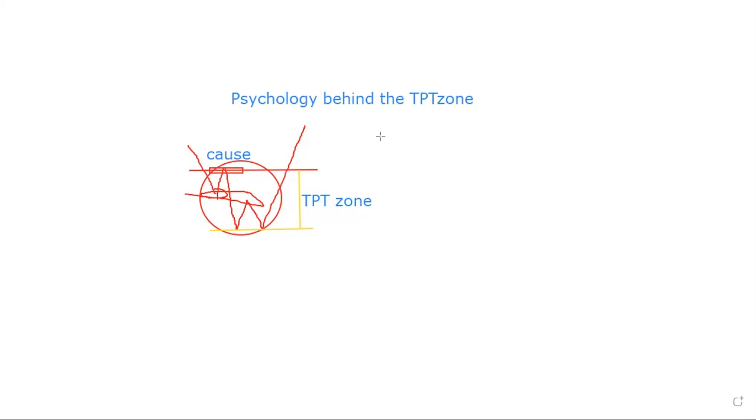But firstly, I want us to understand this, that in our TPT zone, we have what? Two time frames. And the time frames are the target time frame and the extended time frame. Or let's just assume the expansion time frame. Yeah, the expansion time frame.